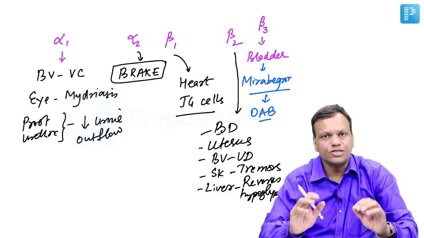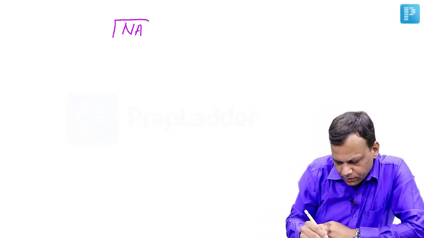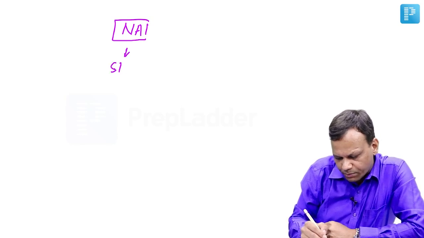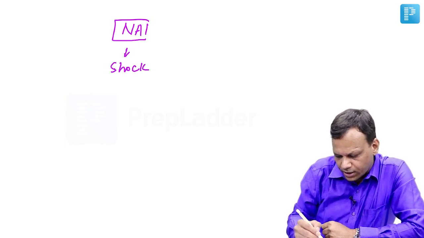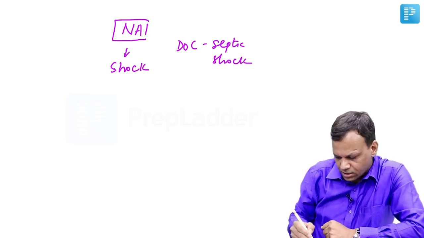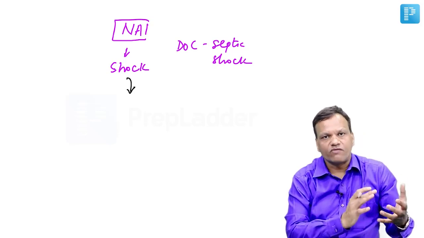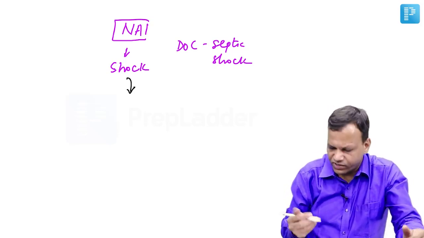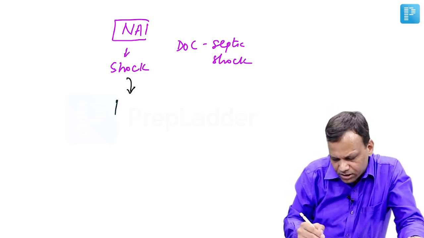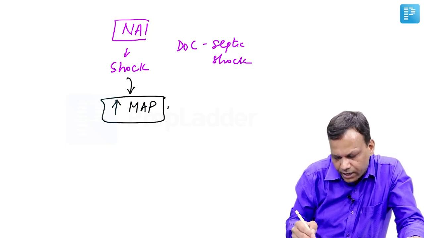So now we can discuss the uses of adrenaline and noradrenaline. Now noradrenaline is primarily used for treatment of shock. In particular, it is the drug of choice for septic shock. Now, the most important question which is asked is how to assess the effect of noradrenaline in shock, whether it is working or not. It is very simple. Simply check the blood pressure. If there is an increase in mean arterial pressure, it means noradrenaline is working.